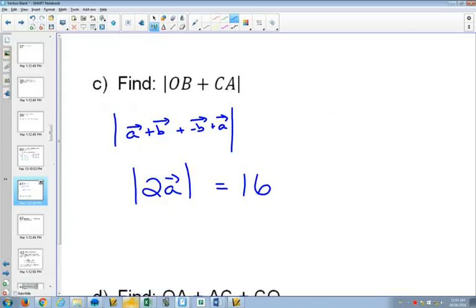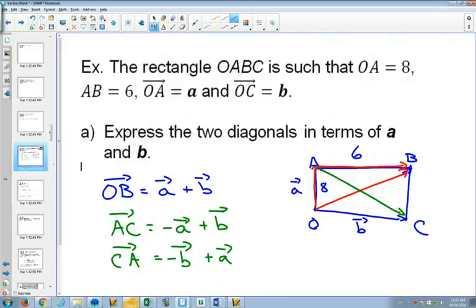Now going back to our diagram, can we see this happening? If you took O to B and you went this vector up to there and ended at that point, and then you went from C to A, which is the other diagonal vector, back, does it make sense that you would go 2 lengths of A? So you can see it from the diagram as well.